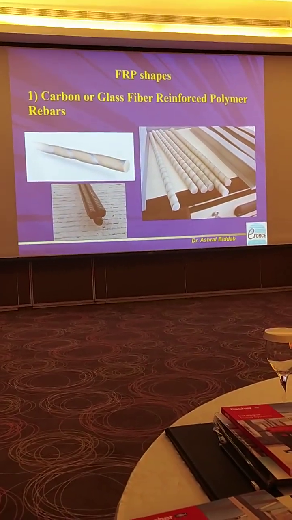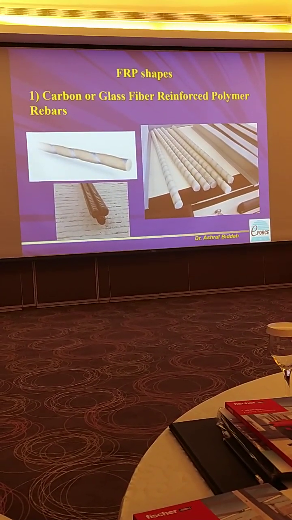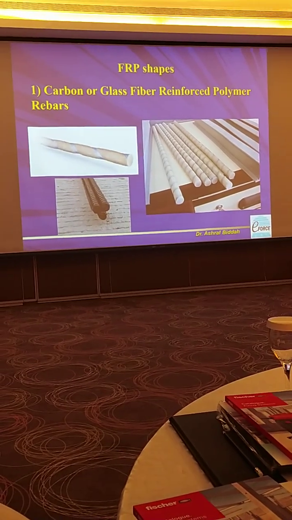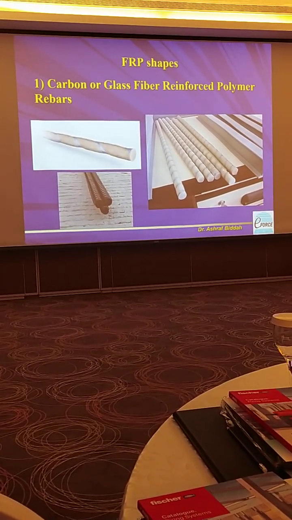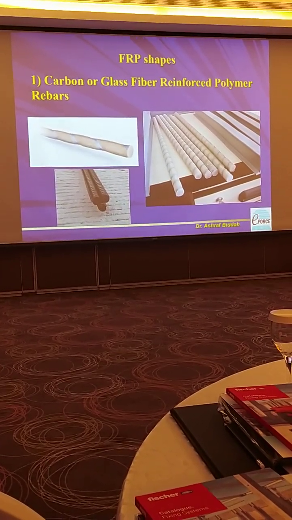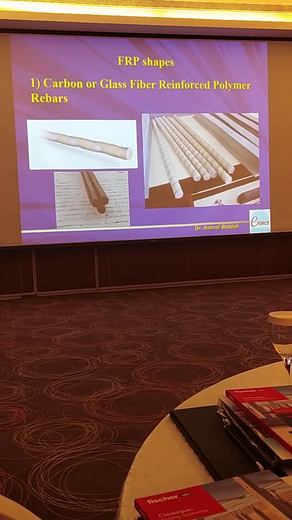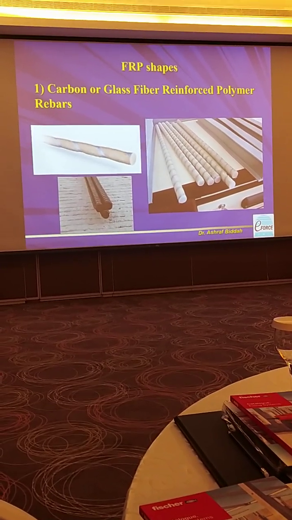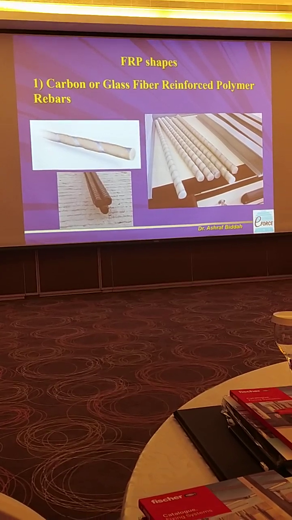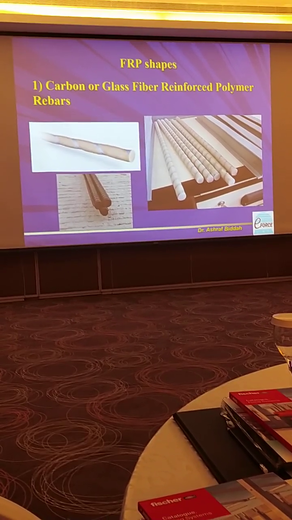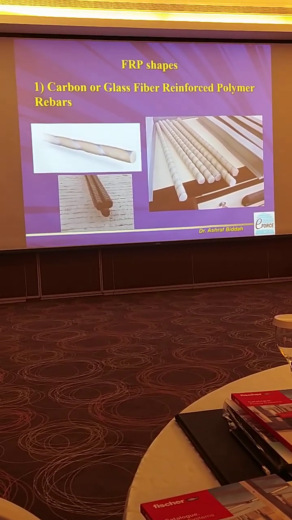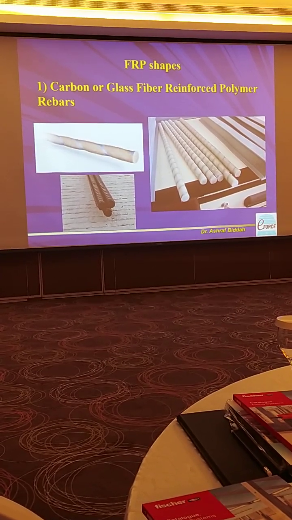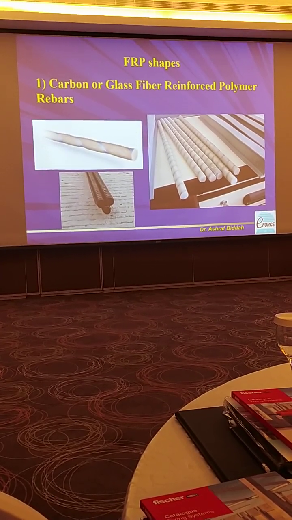The CFRP all over the construction field, they use it in 3 shapes. The first shape, they made rods like this. They have glass rods and they have carbon rods. The carbon rod is more expensive than the glass rod, but both of them are there in the market. There are a lot of structures built with that.